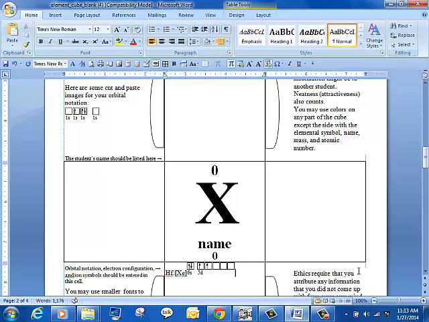So what if it doesn't take up the whole cube? What do you mean, what if it doesn't take up the whole cube? And then we just leave it blank? You could, I suppose. Okay.